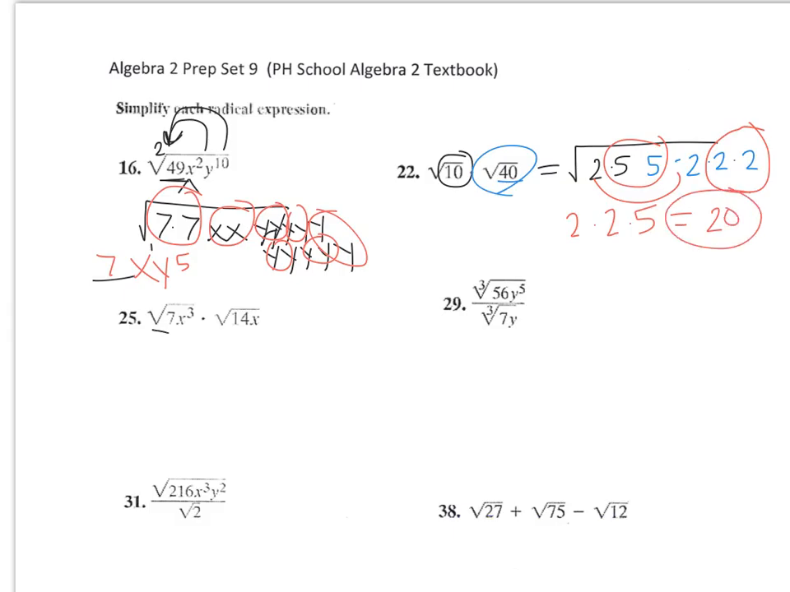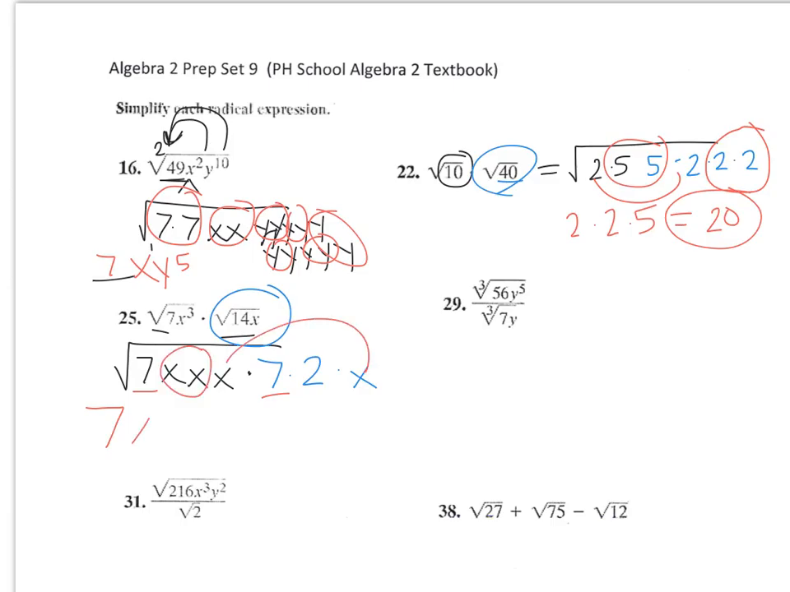Same thing with this one. I'm just going to factor out, so I have a 7, x, and then 14 is 7 times 2 times x. And now I have 2 7s, so I can take one of them out, and I have 2 sets of x's, so it's going to be x squared. So the only thing that's left inside is a 2.